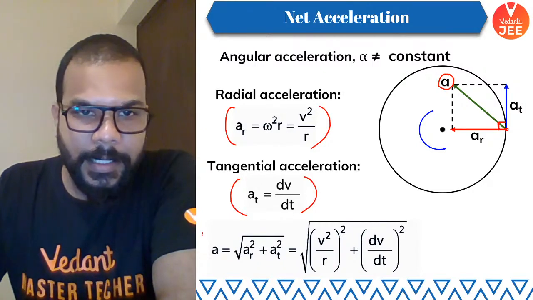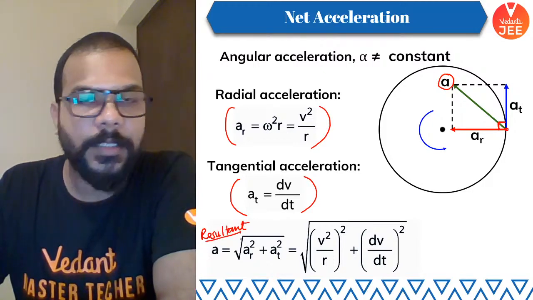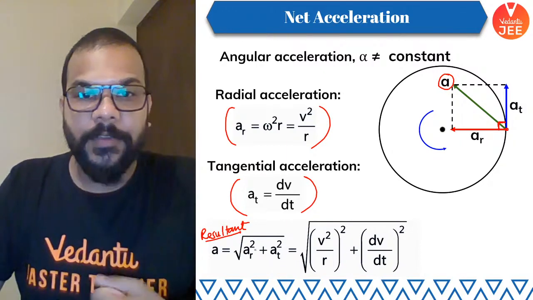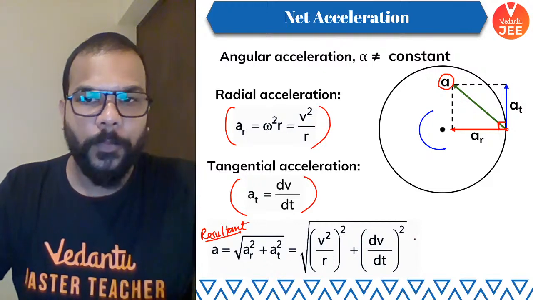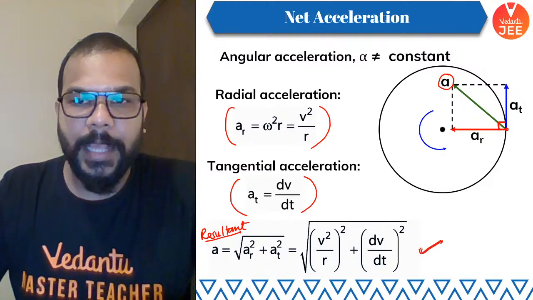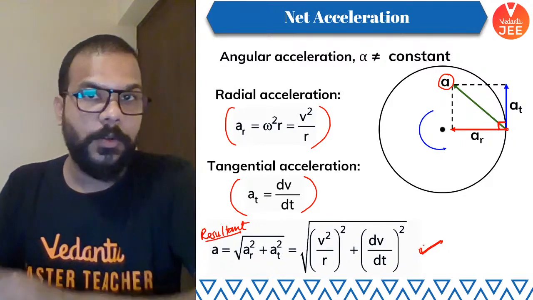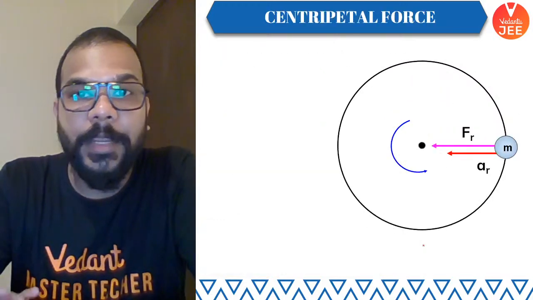So the resultant or net acceleration of the body moving in the circular path, when both the accelerations are non-zero, is given as the square root of, or you can say the resultant of at and ar. Okay guys, so you will be able to find out the net acceleration depending upon whether tangential acceleration is 0 or non-zero. Now, why exactly are these accelerations coming into the picture?